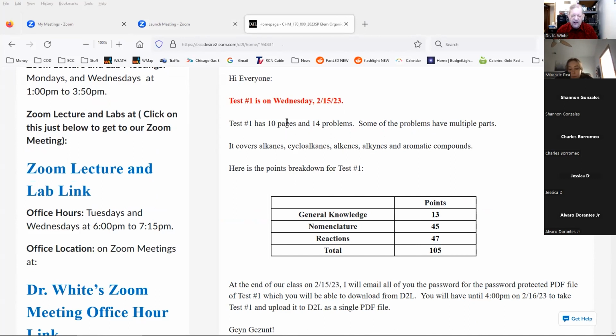Test number 1 has 10 pages. Relax, there's a lot of room for you to write things in, and 14 problems. Some of the problems have multiple parts. I never will give multiple choice questions in Chem 170. It covers alkanes, and I could have put down here hydrocarbons too: alkanes, cycloalkanes, alkenes, double bonds, alkynes, triple bonds, and aromatic compounds. These are all things I've covered.